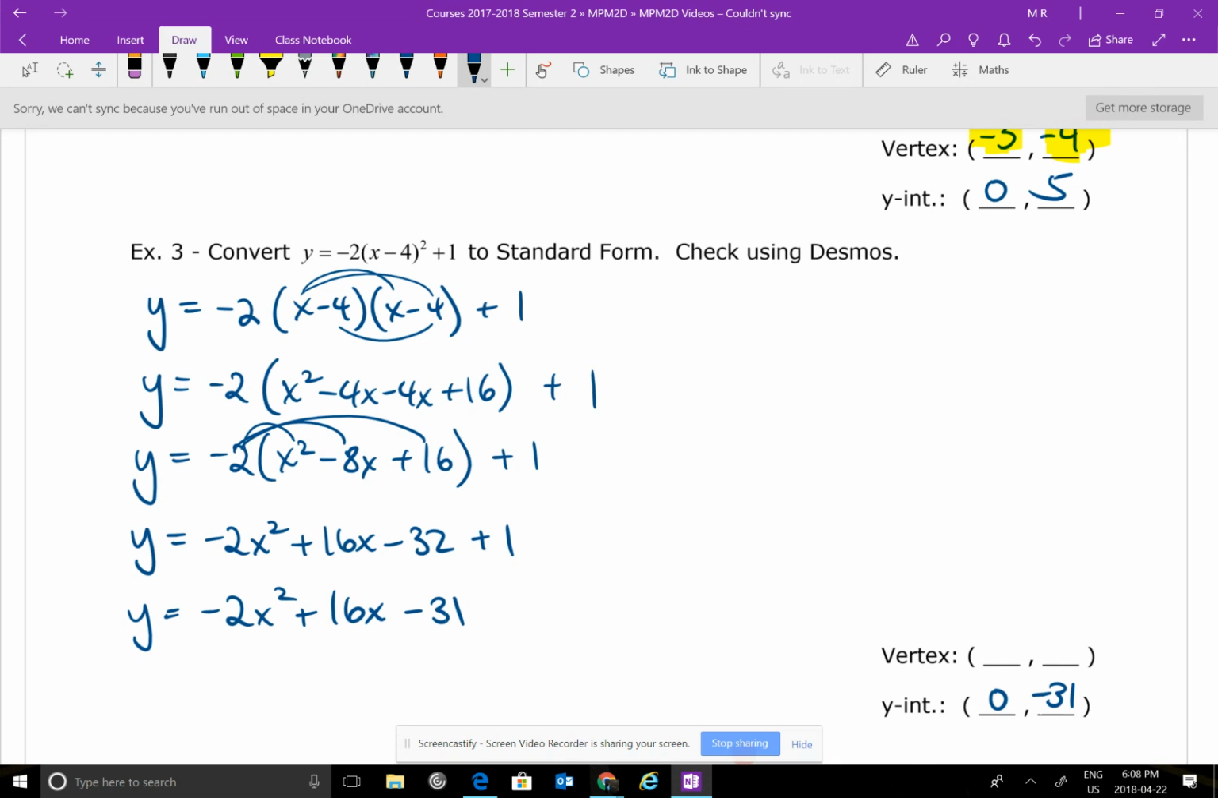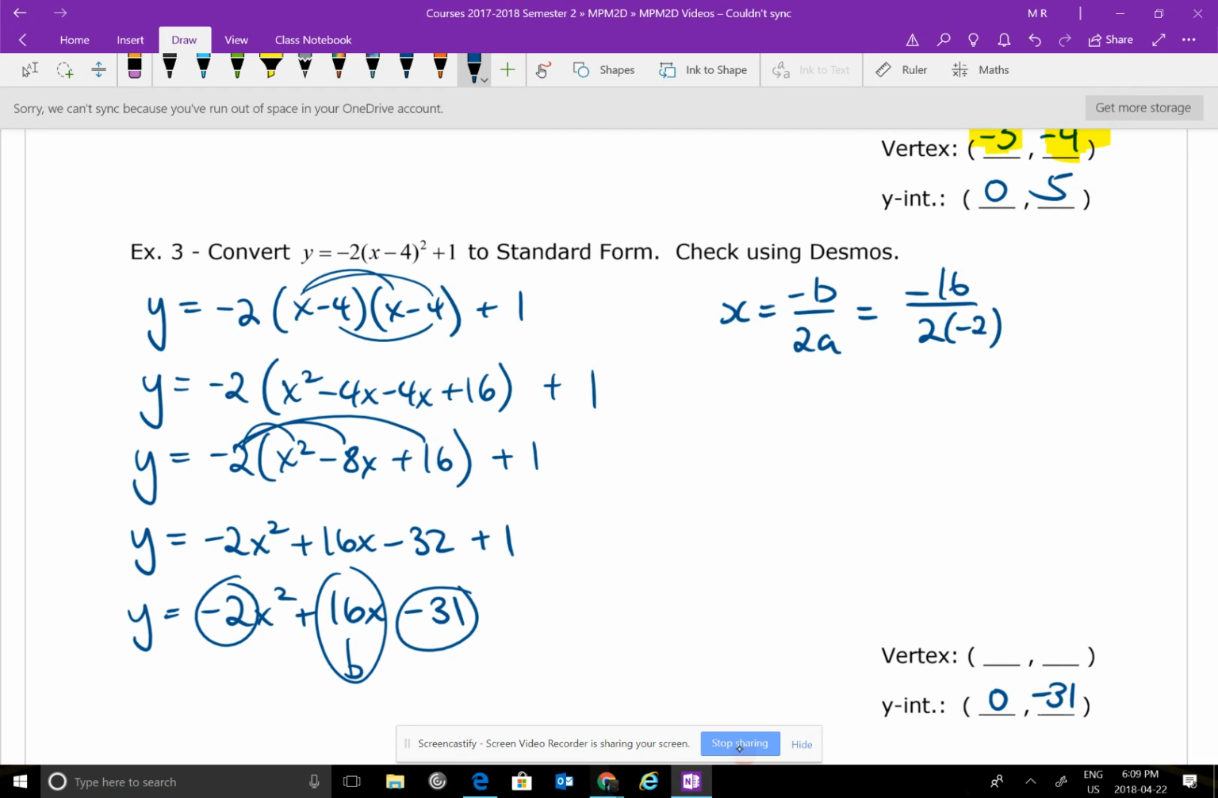Okay. What about the vertex? So the vertex, even without going and looking at h and k, you might remember how to find the x-coordinate of the vertex just from standard form. And the x-coordinate of the vertex is just negative b over 2a. So if I calculate negative b over 2a, you would get, okay, so negative b is 16. This is my b value here. So negative 16 divided by 2 times a is negative 2.